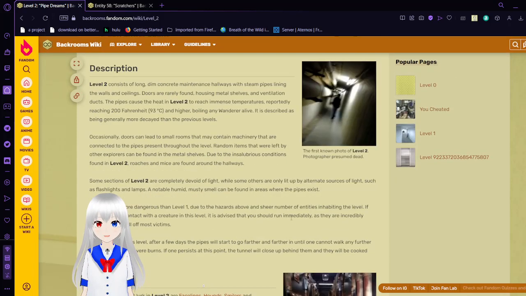Description: Level 2 consists of long, dim concrete maintenance hallways with steam pipes lining the walls and ceilings. Doors are rarely found, housing metal shelves and ventilation ducts. The pipes cause the heat in Level 2 to reach immense temperatures, reportedly reaching 200 degrees Fahrenheit or 93 degrees Celsius and higher, boiling any wanderer alive. It is described as being generally more decayed than the previous levels.